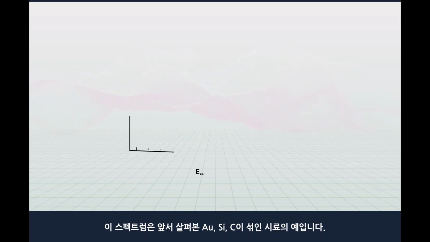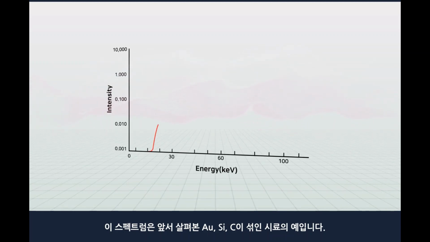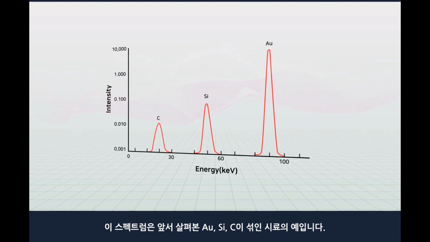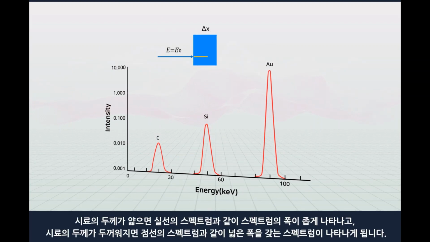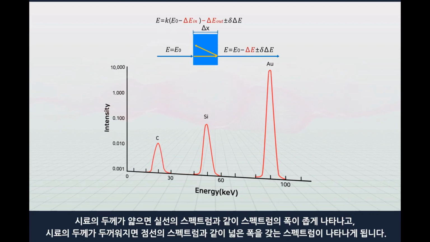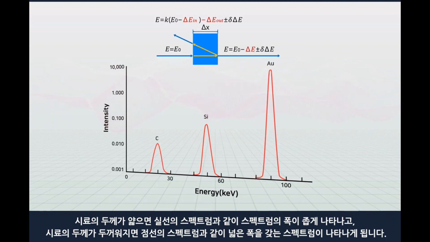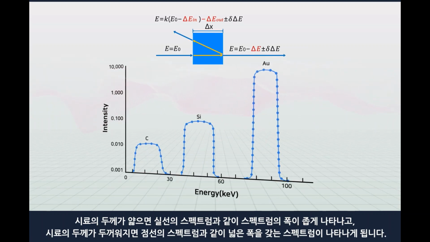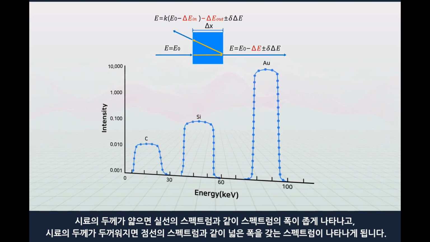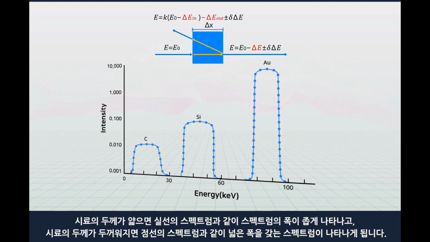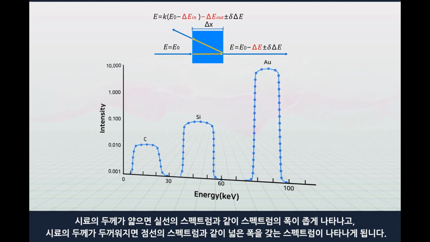These spectra are examples of the sample containing gold, silicon, and carbon discussed earlier. When the sample is thin, the spectrum becomes narrow, as shown by the solid line spectrum, and when the thickness of the sample increases, the spectrum becomes wider, as shown by the dotted line spectrum.